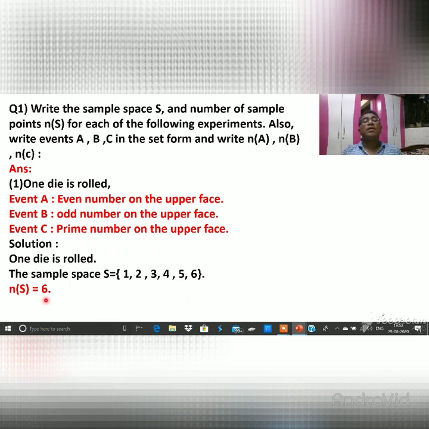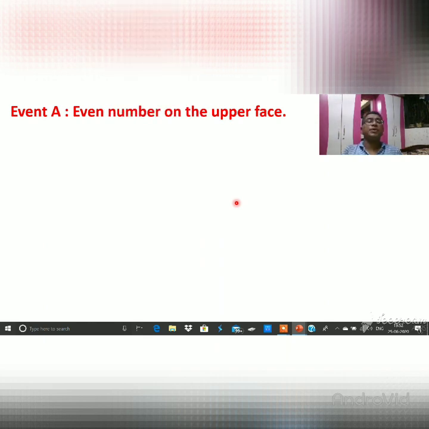Then this is the sample space written. Then we can take these events. What is the event? The first event is, see, this is the first event: even number on the upper face.